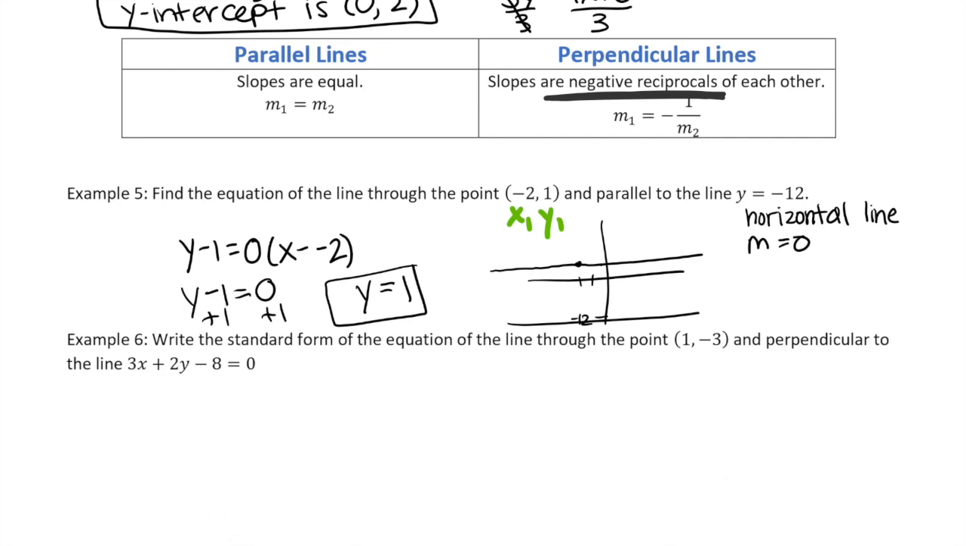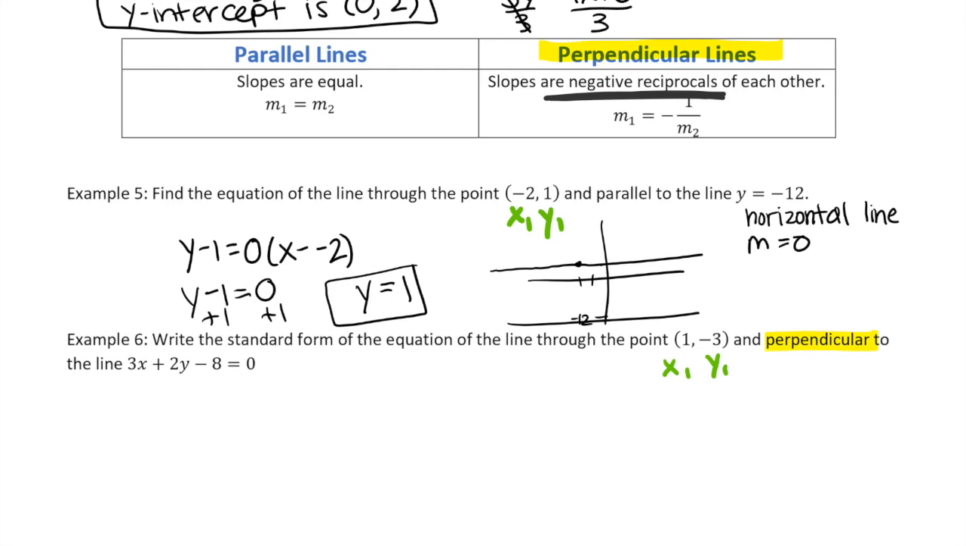Example 6, it says to write the standard form of the equation of the line through the point (1, -3). It's not a y-intercept, it's a generic x1, y1 point. So we've got to go through that point and be perpendicular to 3x plus 2y minus 8 equals 0. Perpendicular, like I highlighted, means you have to have the negative reciprocal of each other, of the slopes. So let's work on that first.